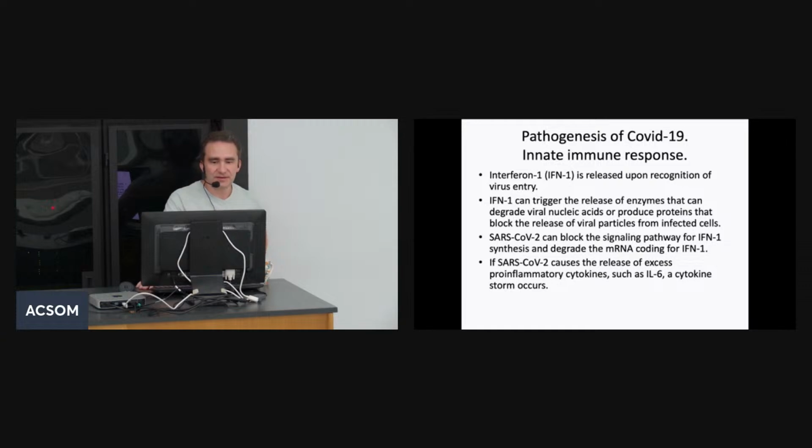Again, this is just an example, and then it can cause the release of an excess of pro-inflammatory cytokines such as interleukin 6, and then some people may develop something called a cytokine storm. That's the name for when you have excessive inflammation, and the problem becomes not the viremia or viral replication, but the excessive response to the virus.